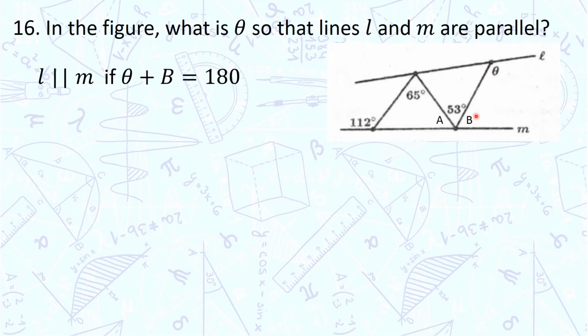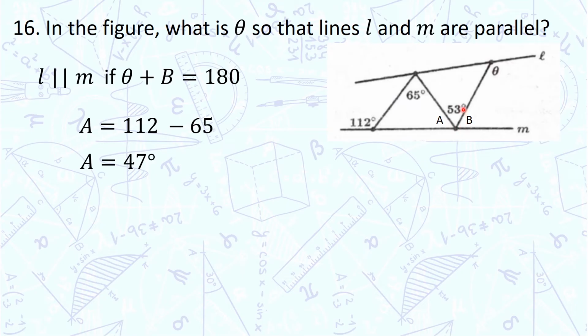So let us start solving. We can solve for angle B if we know angle A. On the figure, we see that angle A together with 65 degrees are the remote interior angles when 112 degrees is an exterior angle of this triangle. So A will be equal to 112 degrees minus 65 degrees. And A is equal to 47 degrees.